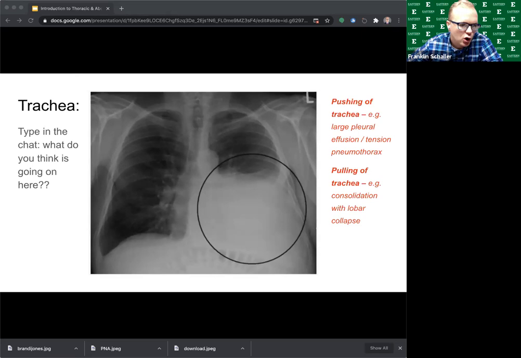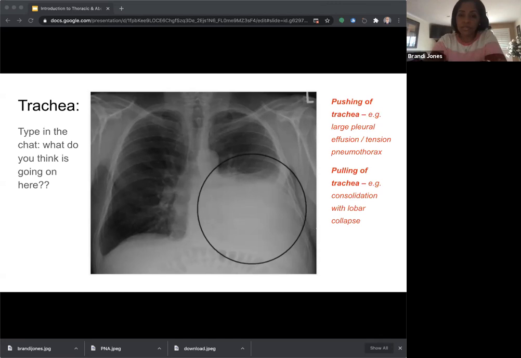So I'm curious, if you guys are evaluating the trachea on this image here and you're just evaluating the chest x-ray at large, type in the chat, what do you think is going on here? Think about the trachea, think about the overall chest x-ray. I think if I can help your students out here, I would look at that trachea and try to figure out why it's deviating more so to the right. But I think with that big circle you've got there is a big clue.